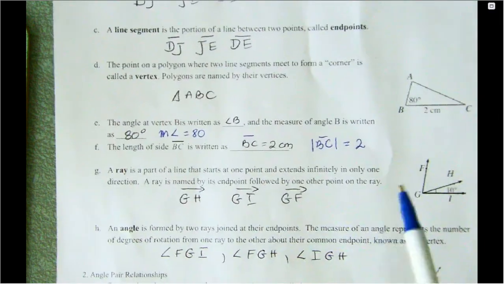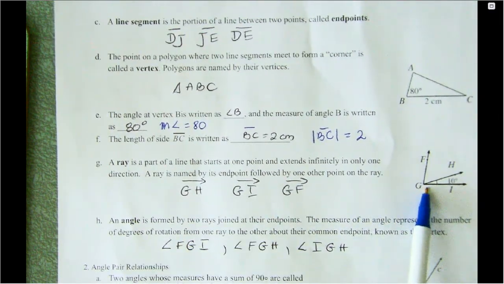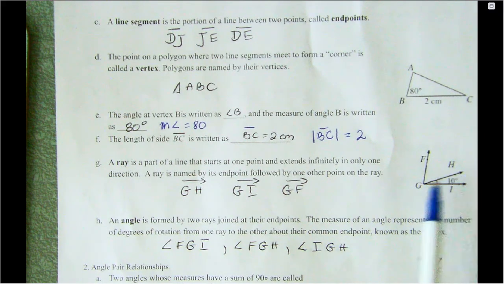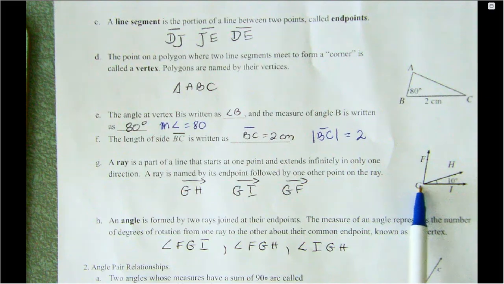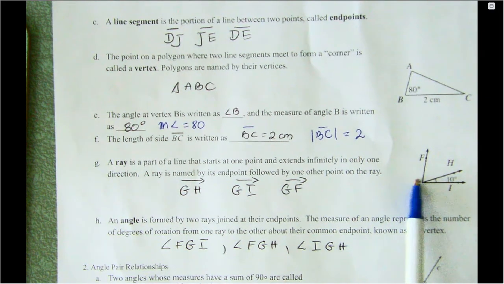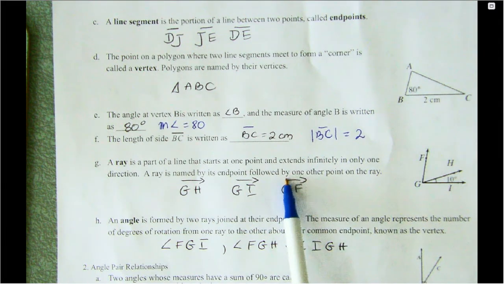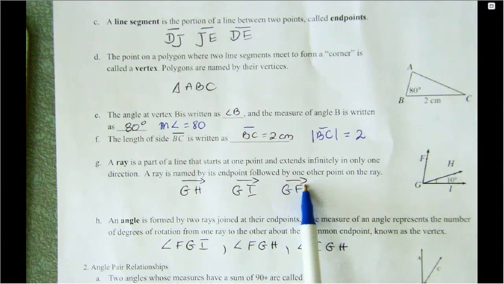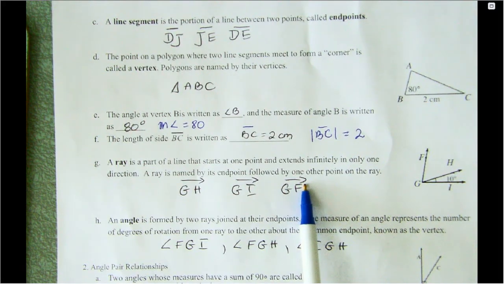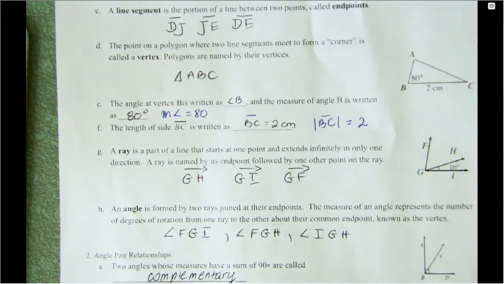Okay, the ray has to have a start and it goes forever. So let's say this is a ray GH. So you have to call it by the start, by the vertex. Where does it start? So GH, GI, GF, and it's a ray. So it goes forever in only one direction. So we put one arrow on the top.